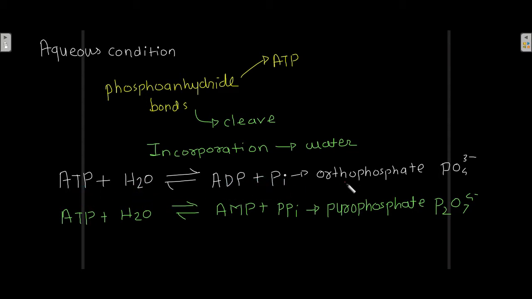Pi is nothing but your orthophosphate, PO4 3 minus, and ATP plus H2O gives AMP plus PPi. PPi is your pyrophosphate, P2O7 4 minus. So when ADP is produced, you get orthophosphate, and when AMP is produced, you get pyrophosphate.